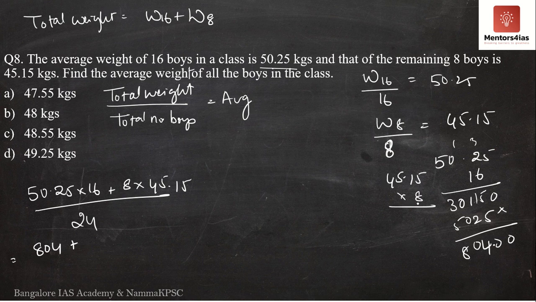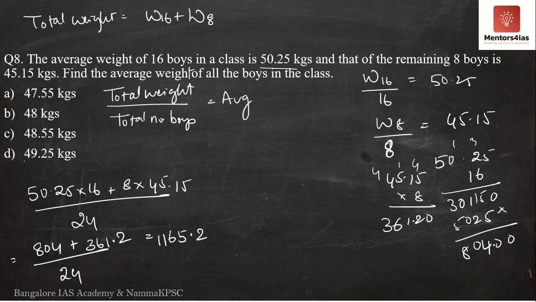45.15 into 8. What do you get? 8 5s are 40. 8 1s are 8, plus 4 is 12. 8 5s are 40, 41. 8 4s are 32, 32 plus 4 is 36. Okay, 2 decimal points. So we get 361.2 divided by 24. So when we add this, what do you get? You get decimal point 2. 4 plus 1 as 5, then 6, 8 plus 3 is 11.